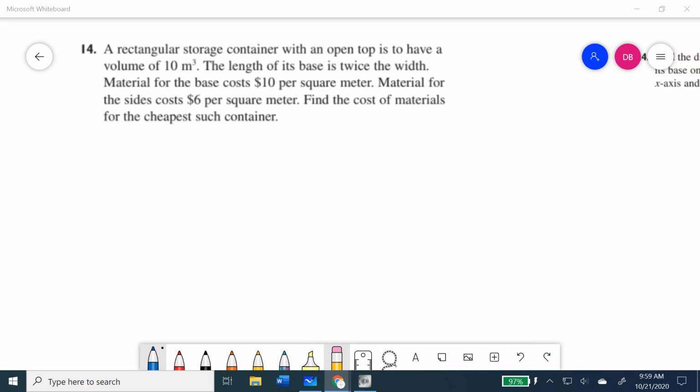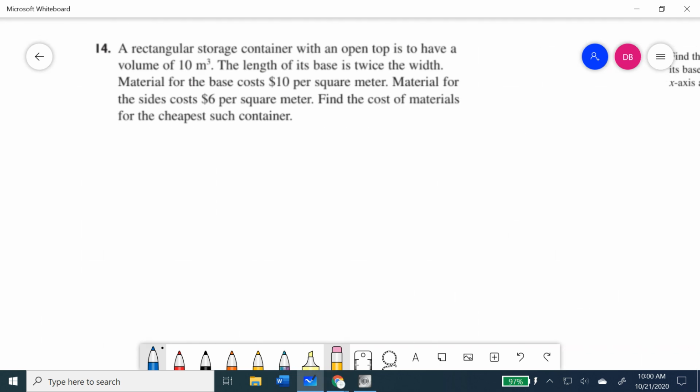Okay, so optimization problem number 14. You have a rectangular storage container with an open top. And I haven't gone through this problem with this class, correct? Okay. Hold on, I've got to get my pen working. Okay.